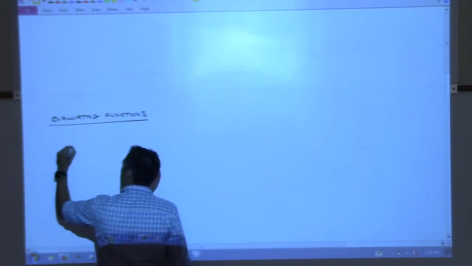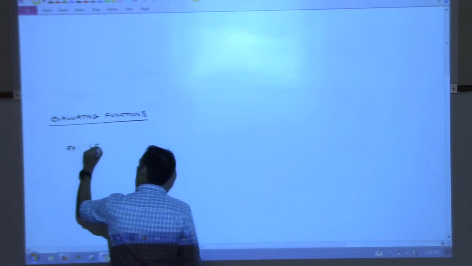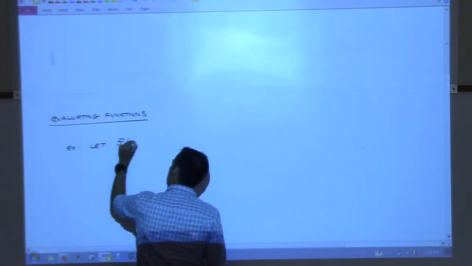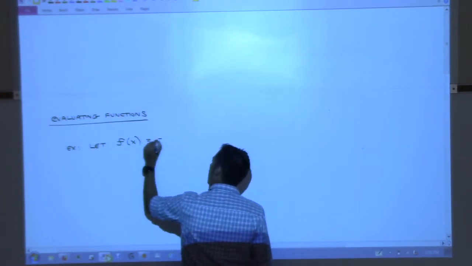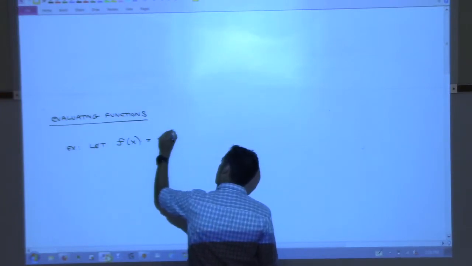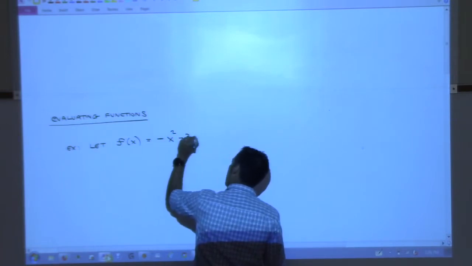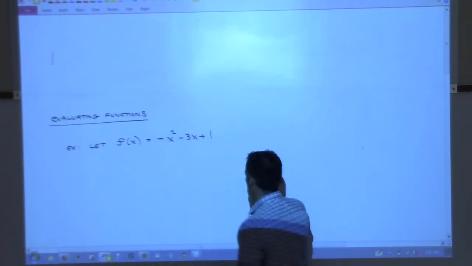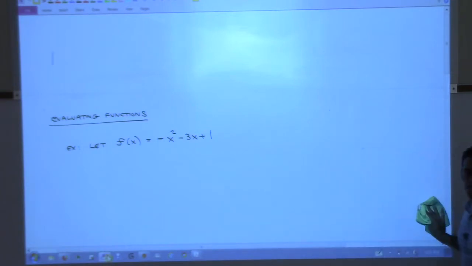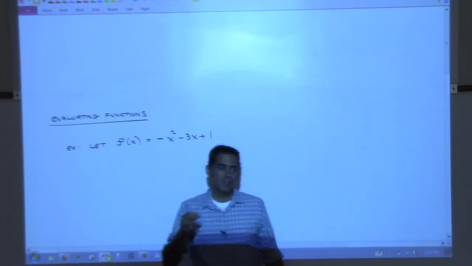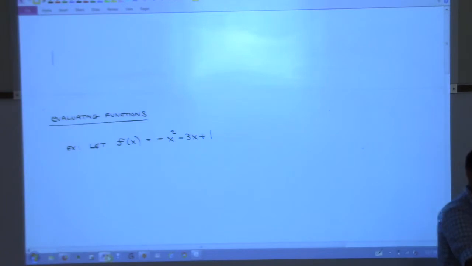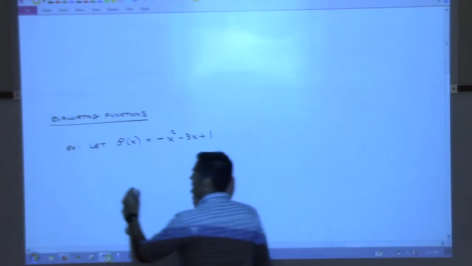All right, here's an example. Let f of x, this function, be equal to negative x squared minus 3x plus 1. So I have just defined a function for you. I'm telling you that if you plug in an x, there's going to be exactly one y that comes out. You're not going to get two answers out. And now I'm going to ask you to do the following.